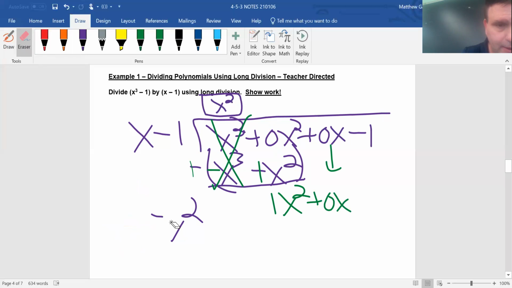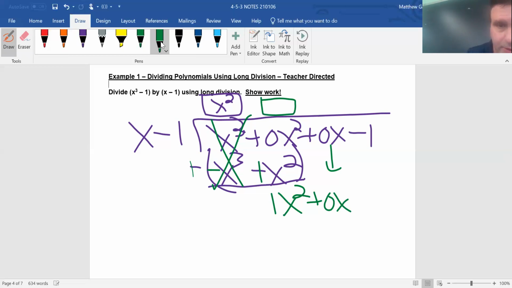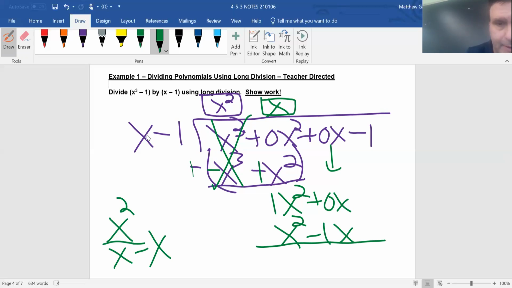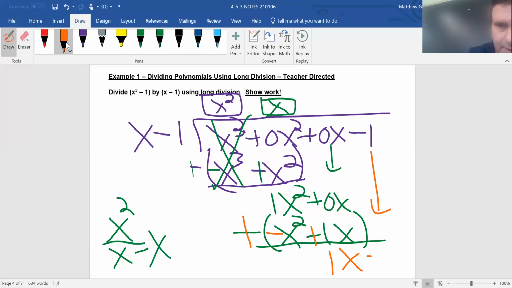And then from here, our next goal is to get rid of 1x squared. So we have to divide 1x squared by 1x, and that gives us x. That goes here. Distribute the x. X times x is x squared. X times -1 is -1x. So you're subtracting -1 from 0. That's going to end up being +1. We show it plus, minus, plus. And we got 1x. Bring down the -1.